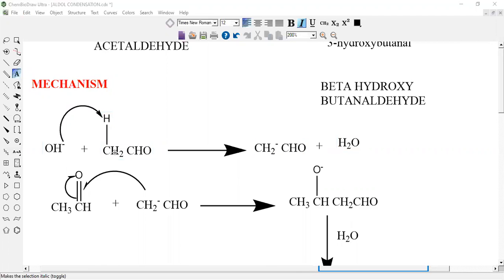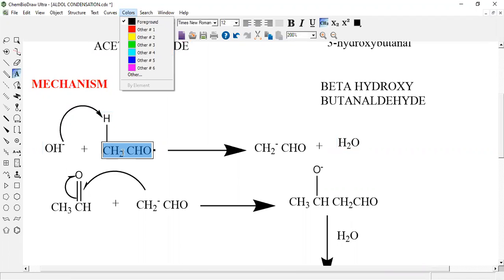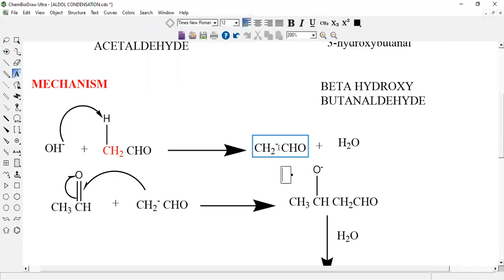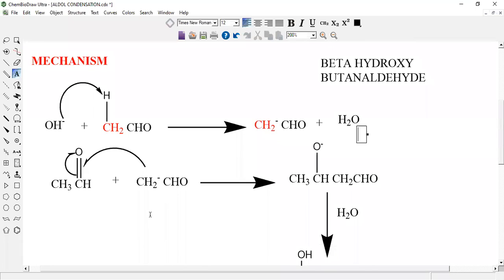That's why by the removal of hydrogen, we will get CH2 minus CHO. Means on this carbon you will have a negative charge. I'm making this in red color so that you can easily understand. On this carbon you have a negative charge, and that means it is called a carbanion. Now, this carbanion will undergo an addition with another acetaldehyde molecule where there is a C double bond O present.